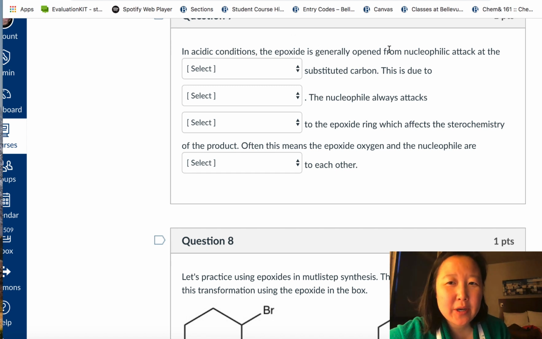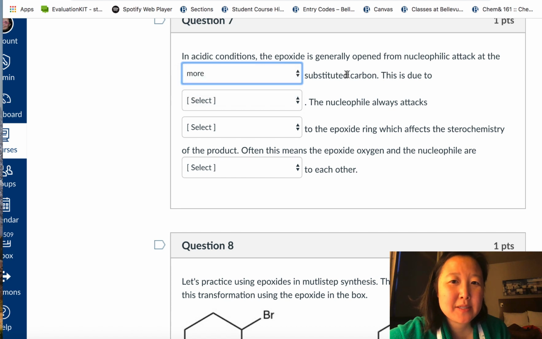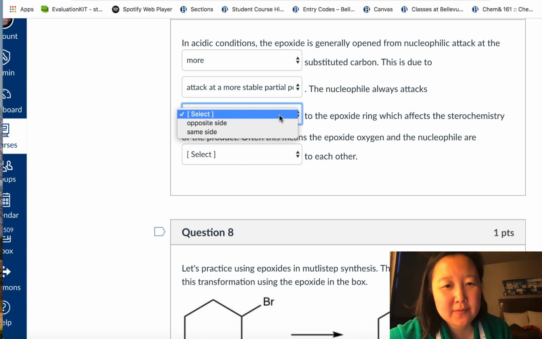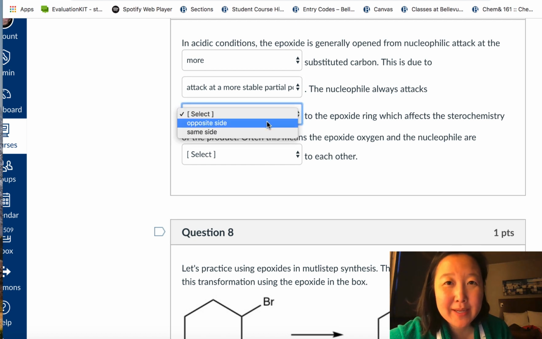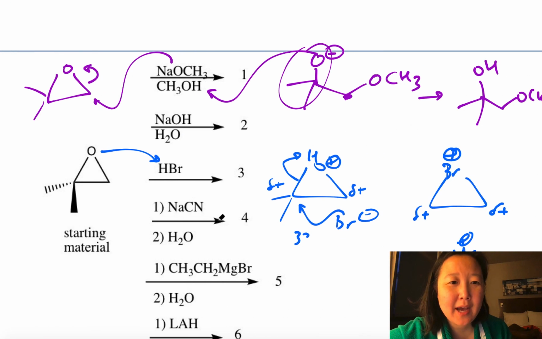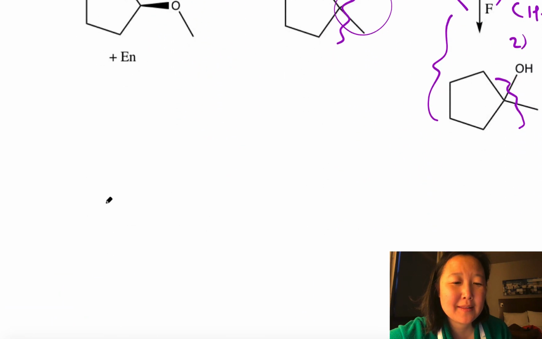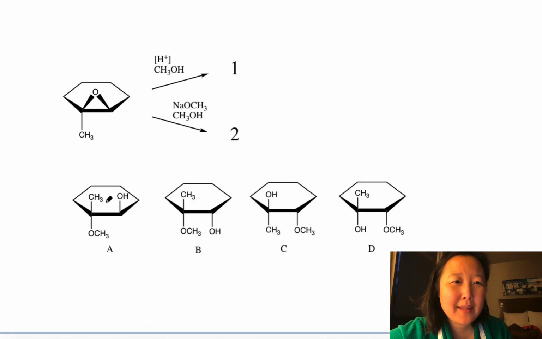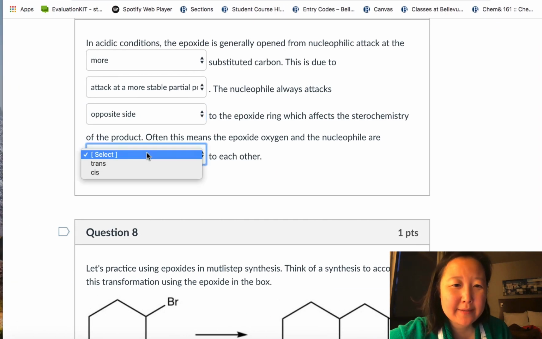The epoxide is generally opened from nucleophilic attack at the blank carbon. Well, we said in acidic conditions, more substituted carbon. And this is due to attack at a more stable partial positive charge. That will lead to a more stable intermediate, and the activation energy will be lower. The nucleophile always attacks on the opposite side of the ring. So in this problem here, the nucleophile is always from the opposite side of the epoxide. So if the epoxide is on the top, the nucleophile will attack on the bottom. So it's opposite side attack.